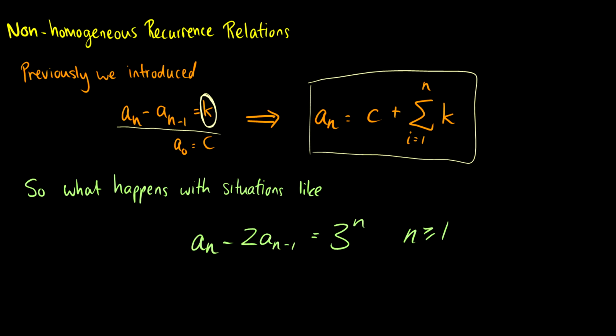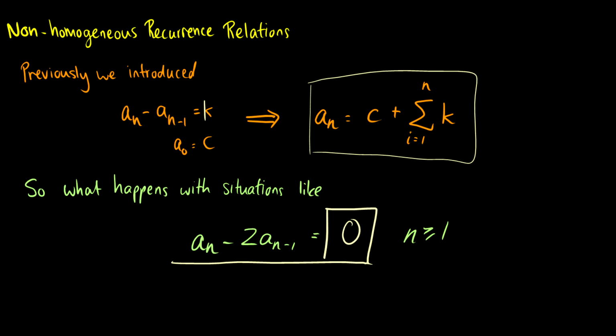So before I said, hey, look, if you have this a_{n-1} and it has some sort of constant in front of it, the solution doesn't work. And that is true. So what happens when we have a situation like a_n minus 2a_{n-1} is equal to 3 to the n? If this were just 0, well, we'd know what to do, but it's not. It's 3 to the n. So let's take a look at what we can do here.